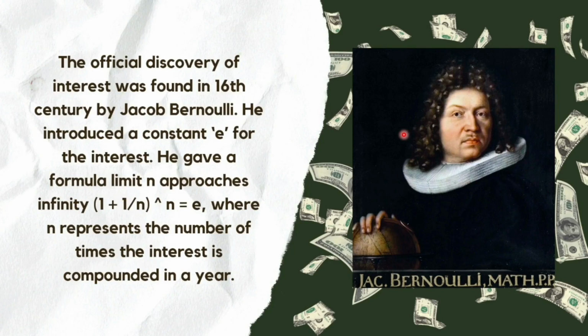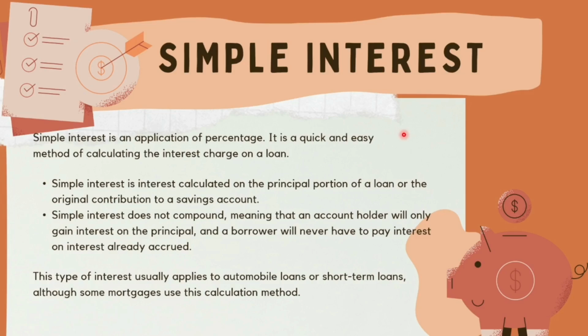The official discovery of interest was found in the 16th century by Jacob Bernoulli. He introduced a constant represented by e for the interest. He gave a formula: the limit, as n approaches infinity, of the sum of 1 plus the quotient of 1 over n, to the power of n, is equal to e, where n represents the number of times the interest is compounded in a year. So now let us know the real definition of simple interest.